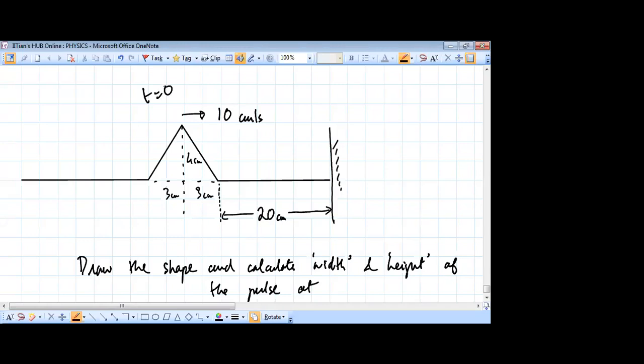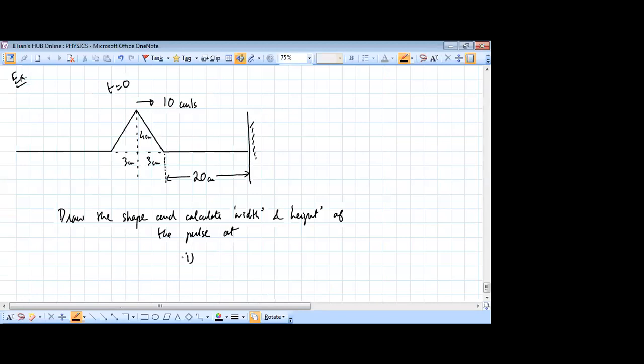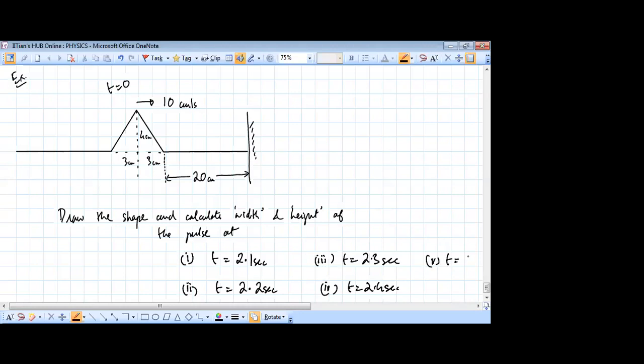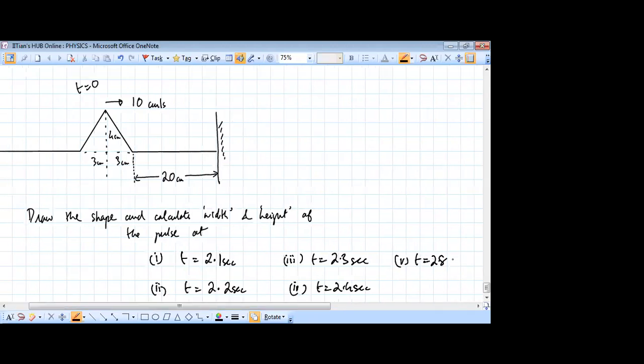at, so this is the snapshot picture at t equal to 0. This is the snapshot picture at t equal to 0, whereas we want to calculate the width and height and also draw the shape at t equal to 2.1 seconds, t equal to 2.2 seconds, t equal to 2.3 seconds, 2.4 seconds.